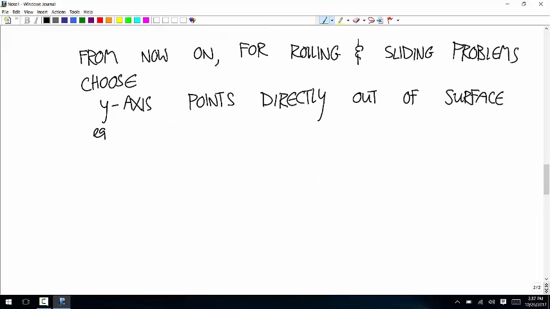Okay, so let me give a couple examples. If you had something like this and you had an object sliding along this incline, you choose the y-axis pointing straight out of the surface. And then because of the rule that says coordinate systems can only be rotated, that means the x-axis has to be that way. You don't have any other choice of what direction x goes.